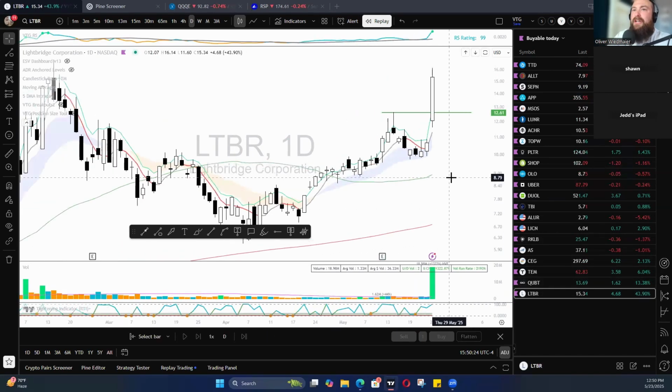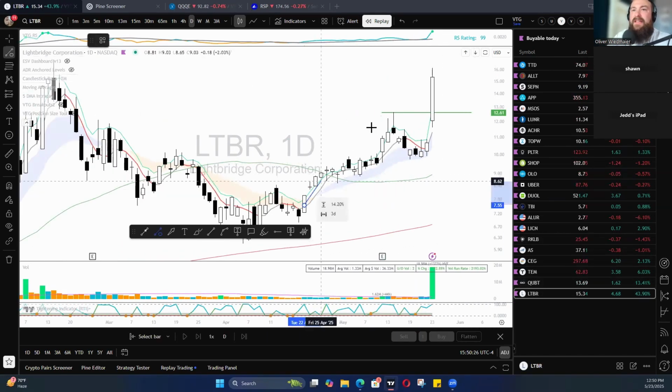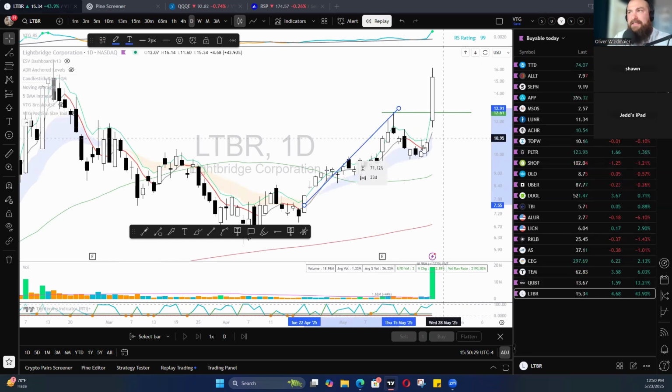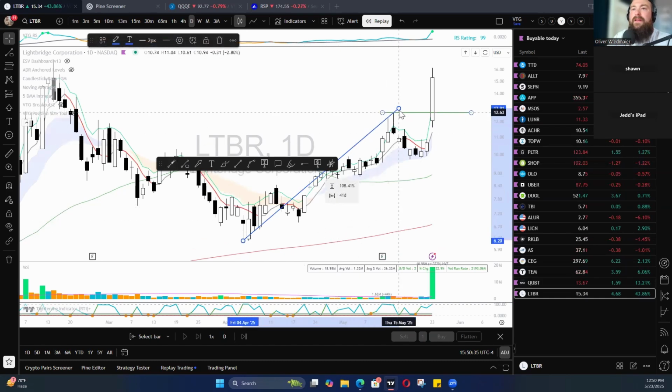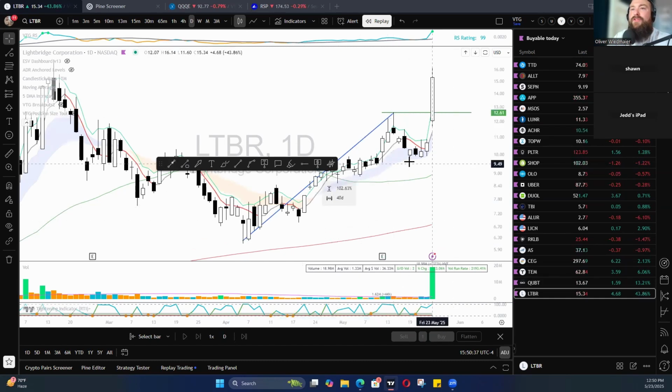Light bridge. So again, this is going to hit all those scans, right? 30%, 50%, 100% scans. And then what you're doing is you just monitor for tight action. You look for support. You see the support, and then you set an alert for whatever high the consolidation is. And then when it hits that alert, you have the ability to buy or pass on anything.